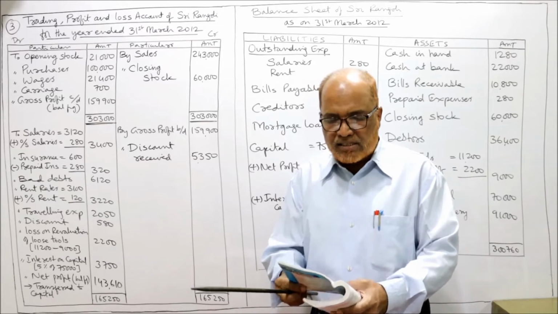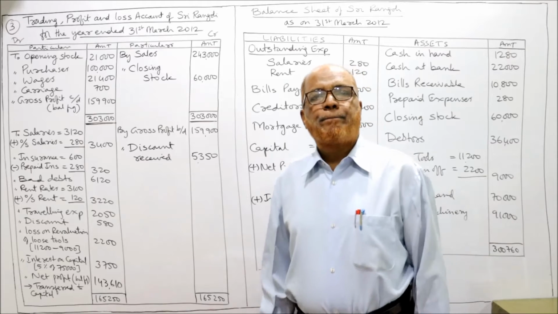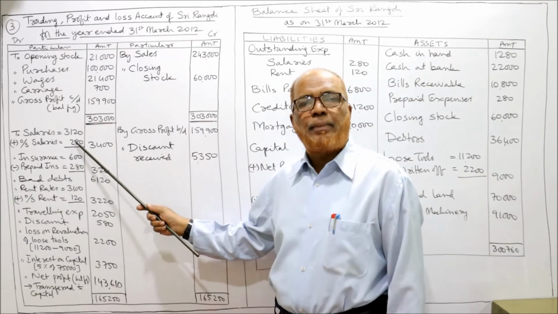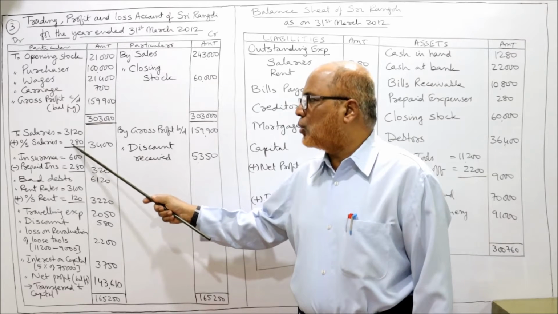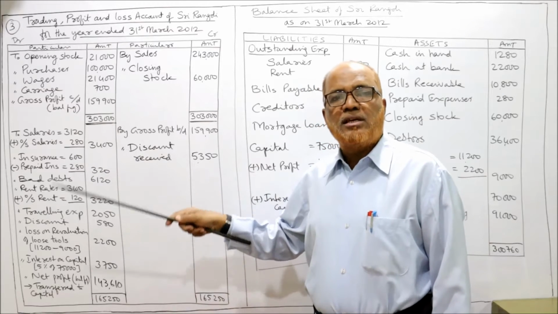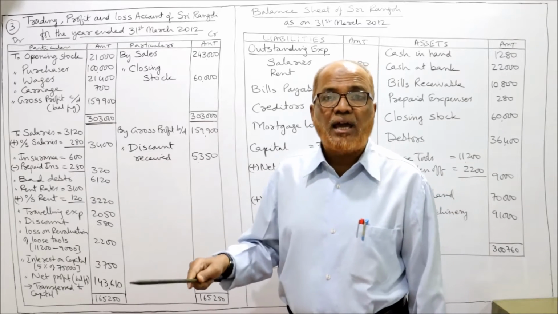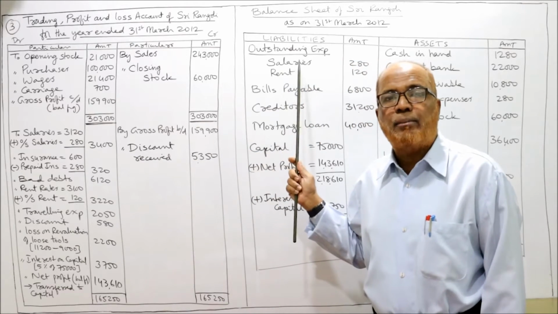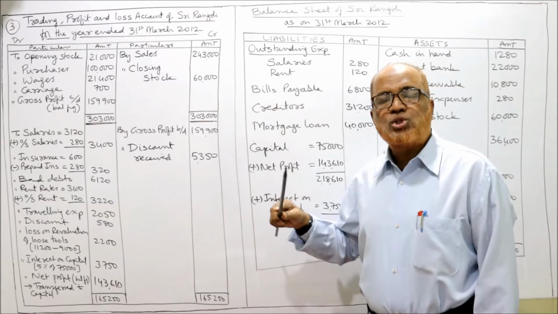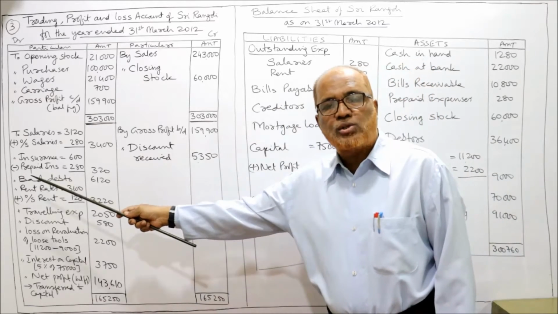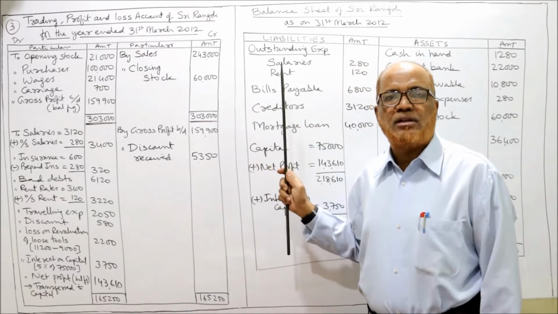In the trial balance, it is given salaries paid. Salaries paid are 3,120. To this we add outstanding salary. The total will be taken in the outer column. This outstanding salary of rupees 280 again should be shown on the liabilities side of the balance sheet. So twice effect. Outstanding salary is added to salary in the P&L account. Outstanding salary will be shown as a liability.